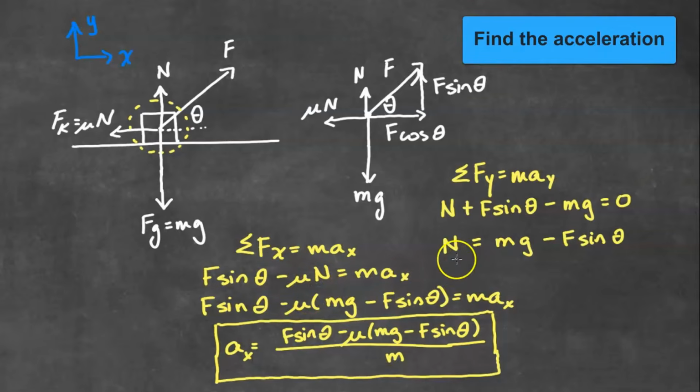Now we're going to substitute mg minus F sine theta in for the normal force, and then we solve for a, and we divide by m on both sides, and we get F cosine theta minus mu times (mg minus F sine theta) in parentheses, divided by the mass of the object.